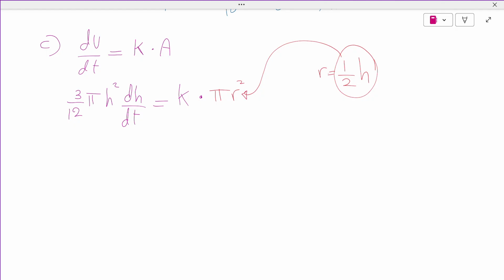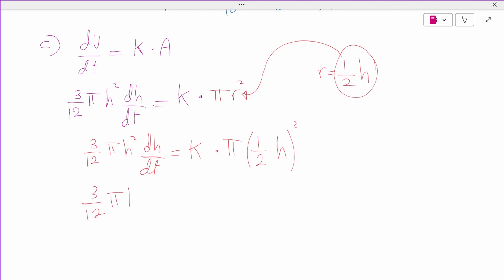So this is going to be what? 3 over 12 pi h squared dh over dt equals k times pi. Instead of r, we will put 1 over 2h, but all squared, right? So 3 over 12 pi h squared dh over dt equals k times pi times 1 over 4 times h squared. I distributed the power. Now, what can we cancel from both sides? I can cancel pi with pi. I can cancel h squared with h squared, right?